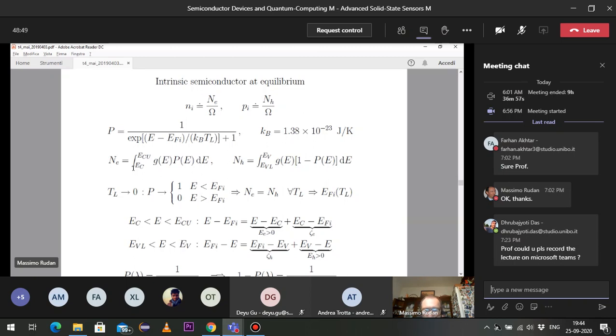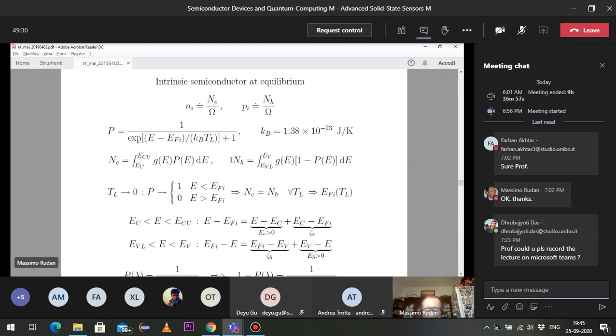Okay, so this gives you the total number of electrons in the conduction band. Similarly, we calculate the total number of holes of the conduction band, that is N, capital N sub H. It is equal to the density of state G. This density of states, of course, is the one that belongs to the conduction band, okay? Times 1 minus P, because we are calculating the concentration of holes, integrated in energy from the lower edge of the valence band that we call EVL to the upper edge that, as you remember, we call V, okay?